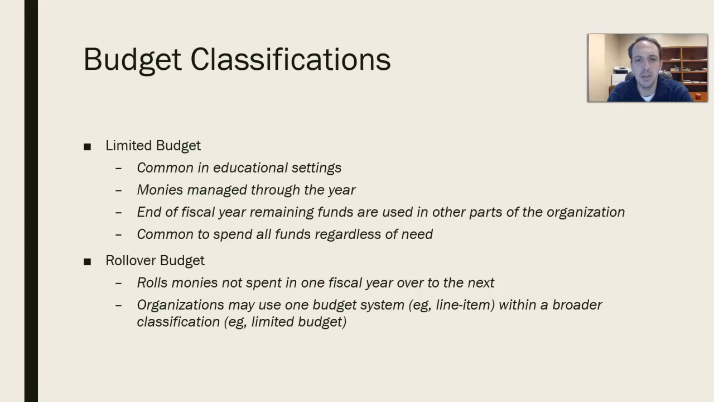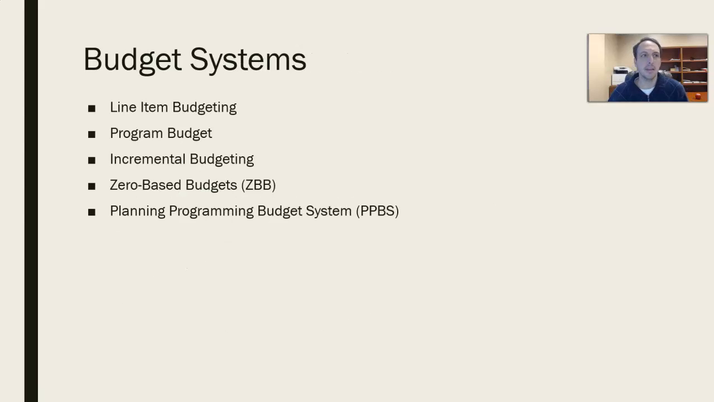the next budget cycle. One thing to keep in mind as we discuss these classifications and systems is that these can be compounded, and often are. Right? You can have a limited line item budget or a rollover line item budget. And so you can see that these are often put into practice using multiple things.